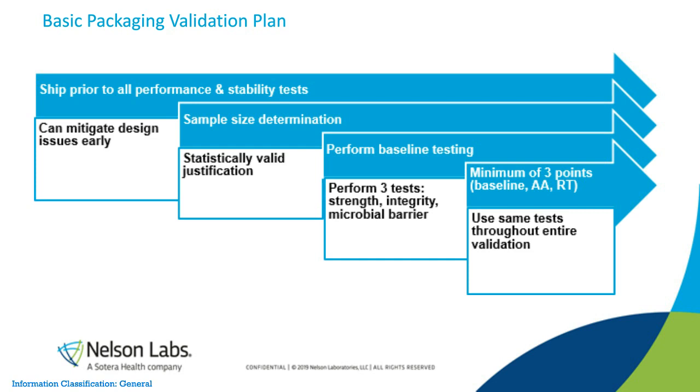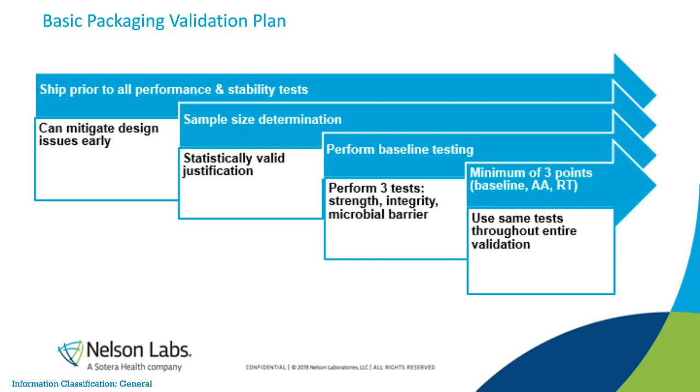A package validation is successful if the package passes integrity testing at both baseline and after aging. The strength testing must meet minimum specifications determined by the sponsor, both baseline and after aging. And it's also a nice bonus if the strength values are the same or better after aging. The microbial barrier acceptance criteria will vary by the test that you choose, but you would want to see similar data at both the baseline and after aging.